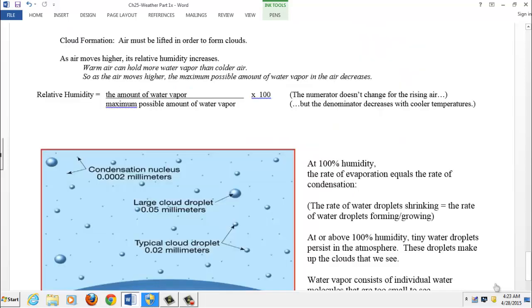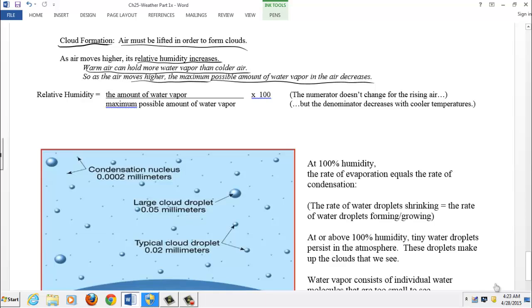Okay, let's finish this first part of our weather video by talking about how clouds form. Well, first of all, air has to be lifted up in order to form clouds. And as the air gets higher, the relative humidity is going to increase. Now, why is that? Well, it turns out that warm air can hold more water vapor than cold air. And so as you move some air up higher, the maximum possible amount of water vapor in the air is going to decrease because the air is going to get colder.